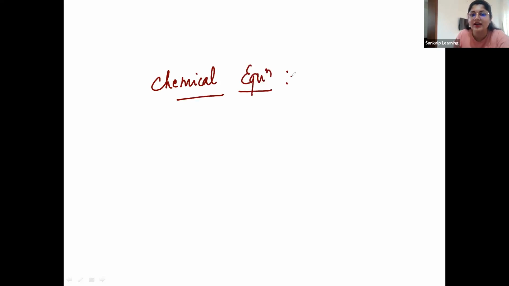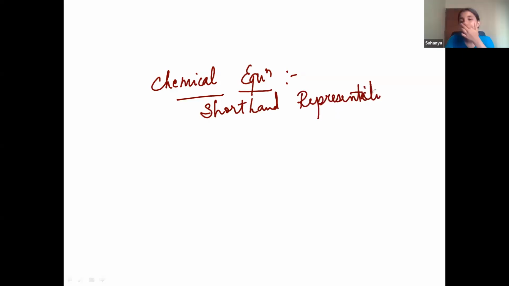So a chemical reaction, when it is happening, is always represented with the help of a chemical equation. What is this chemical equation? It is a shorthand representation of a chemical reaction using the symbols and formulas of elements or compounds that make up the reactants and products.